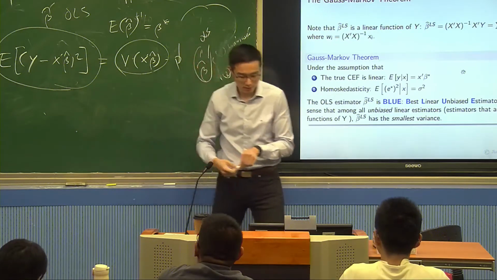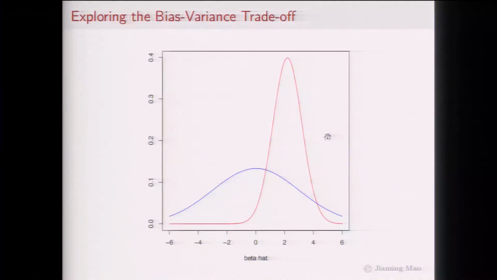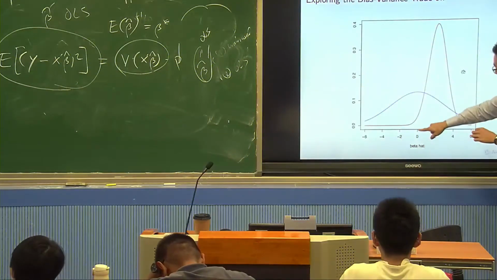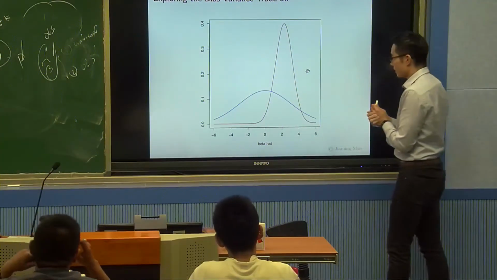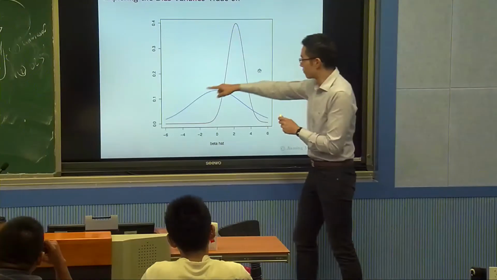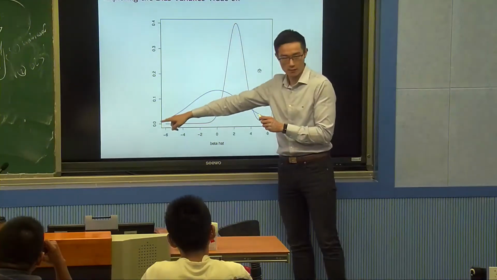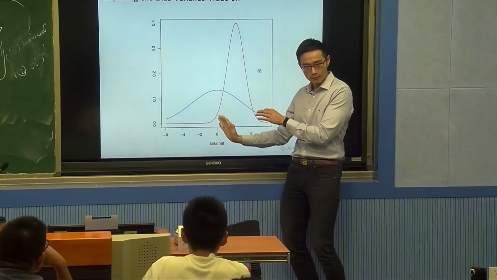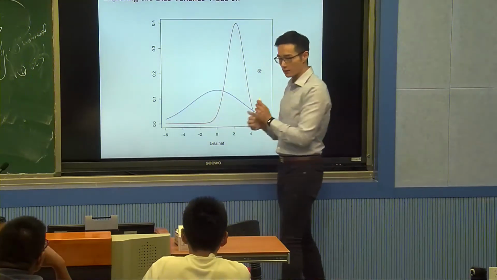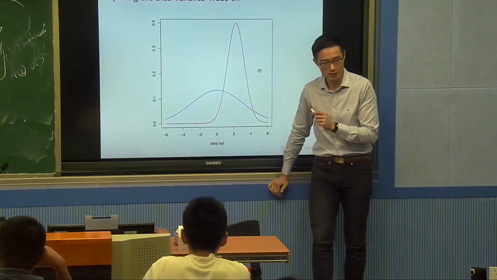Let me show you a graph. Suppose this is the true beta, beta 0. And this blue curve is the OLS estimator. The OLS estimator is unbiased. It's centered at 0, and you can see its variance here.